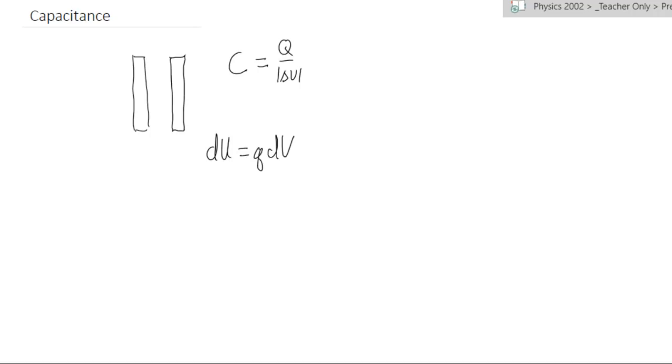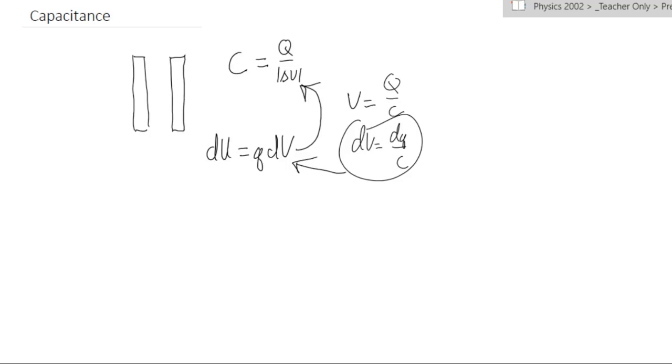Using this in conjunction with the definition that we have up here, we can re-express this so that V is going to be equal to Q divided by C, or dV is going to be equal to dQ divided by C. Taking this equation and plugging it in there, we see that dU is going to be equal to Q dQ divided by C.